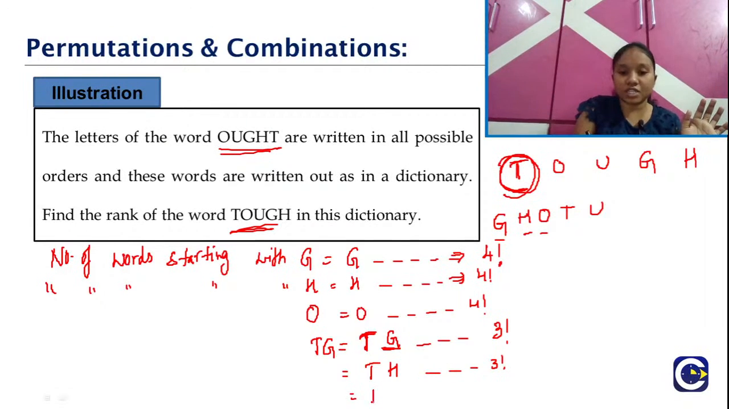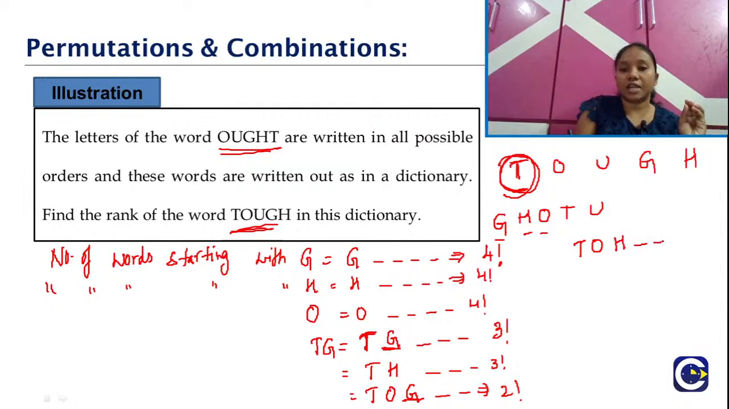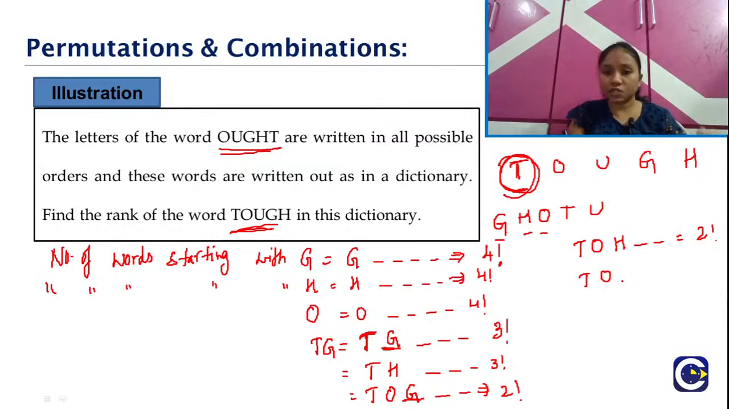Once TH is finished, we'll be having TO here, which we require. Right. So now TO is okay. Now there will be a third letter which we will be fixing here, that is G. So how many factorial is required? 2 factorial. So TOG is already over, and then TOH. That means again 2 factorial ways. And the next will be TO.